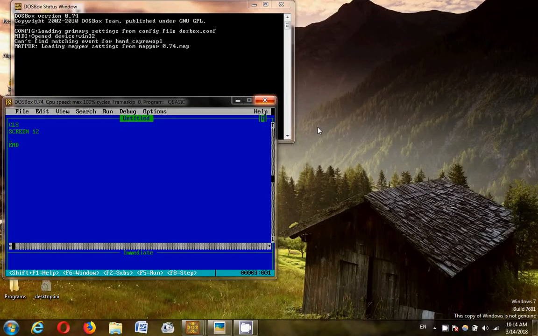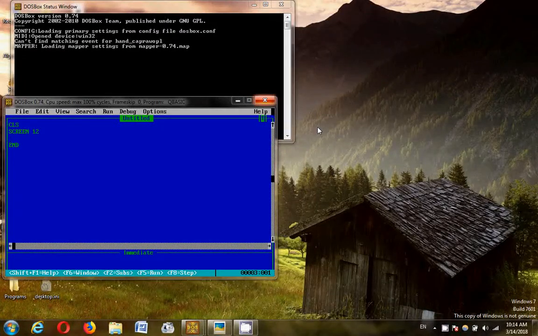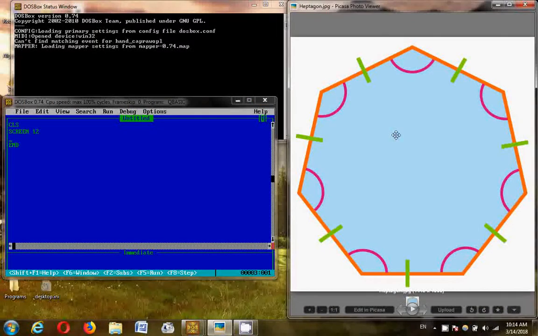This is Priyanshu from Program Nation, and today I'm going to teach you how to draw a seven-sided polygon. A seven-sided polygon is also known as a heptagon. For your reference, I have downloaded a picture of the heptagon we're going to make and write the code for. Our output should look like this.